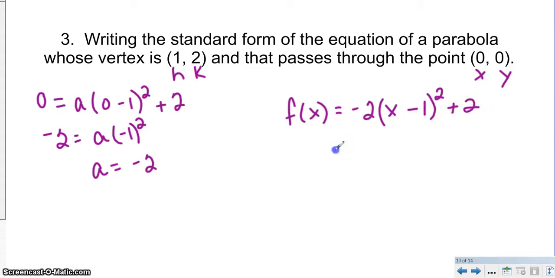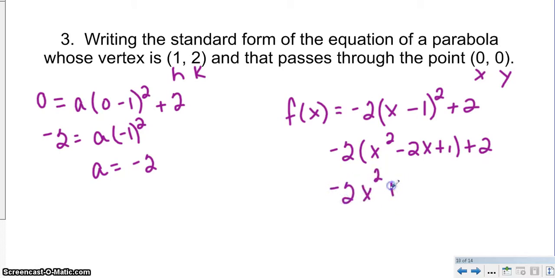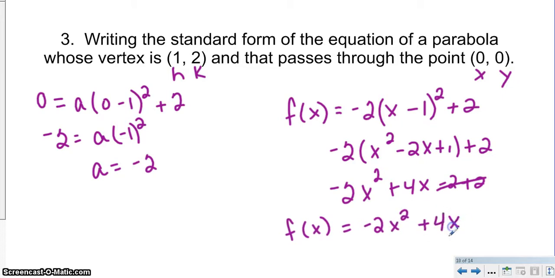If you go ahead and expand this all out, you're going to have negative 2, and then this expands out to x squared minus 2x plus 1, and then plus 2 at the end. Remember, order of operations, distribute this negative 2 to everything in the parentheses, then add the 2. So we get negative 2x squared plus 4x minus 2 plus 2. These last 2 terms are going to cancel. So in standard form, we have f of x equals negative 2x squared plus 4x.